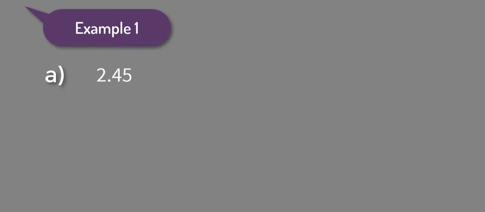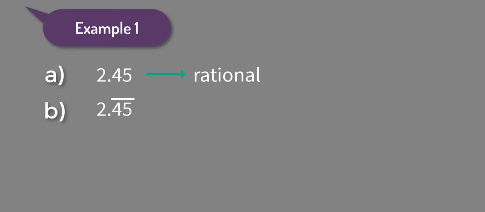With part A, we're given 2.45. Since 0.45 is a terminating decimal, we know that it's rational. We could write this as a mixed number if we wanted to, and then write it as an improper fraction. Anytime we can write a number as a fraction, it's going to be a rational number.